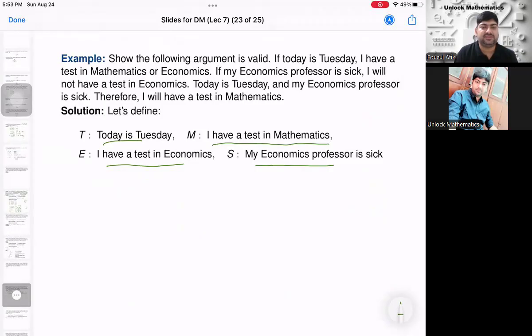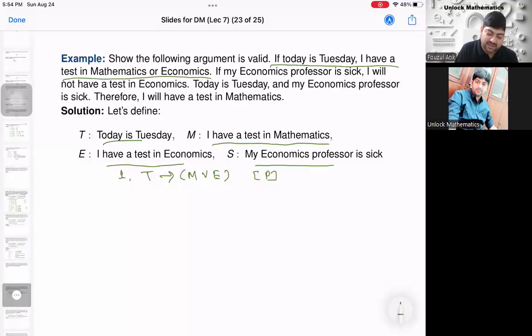Then you understand what is given as premises. The first sentence says: if today is Tuesday, I have a test in mathematics or economics. How do you represent it? Today is Tuesday implies I have a test in mathematics or economics, so T imply M or E. This is number one, the first premise.